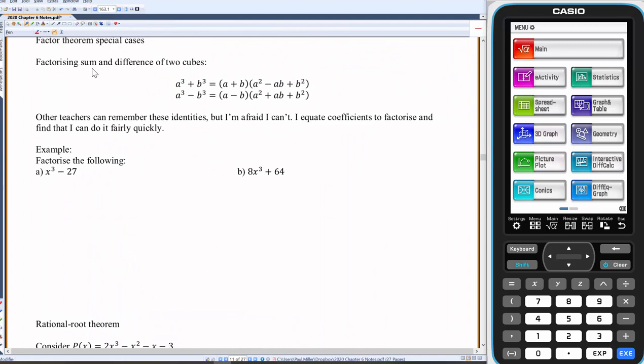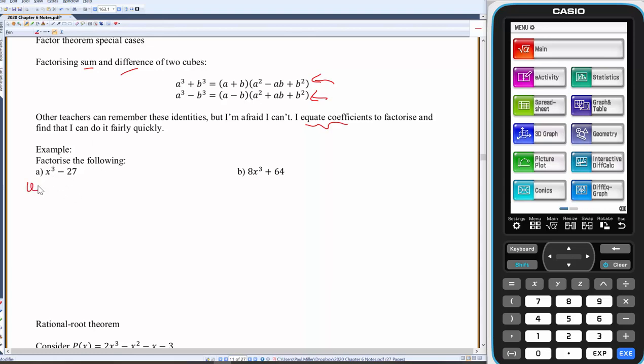So this one here is a situation where I have to factorize the sum and difference of two cubes, and there's a couple of identities. So if our polynomial looks like this, a cubed plus b cubed, then I use this identity here. If it's a cubed, take away b cubed, then I use this identity here. But I've said that some teachers can just remember them, but if you tell me, hey, what's the identity for the addition of perfect cubes, I'll just say to you bluntly, I've got no idea. Okay, so what I do is I equate coefficients and factorize. Okay, so here's the method that I use.